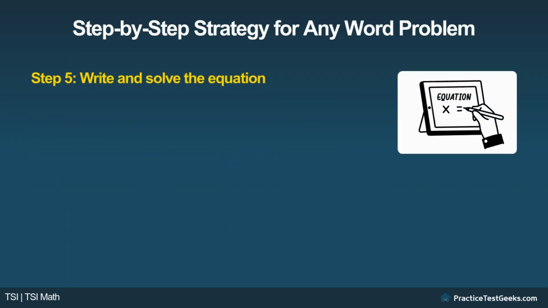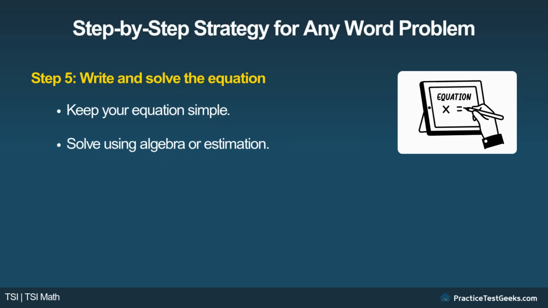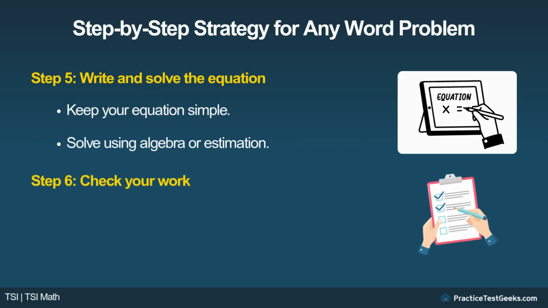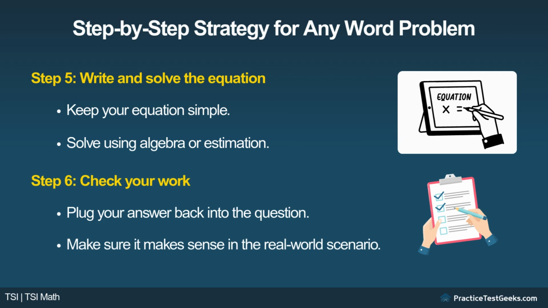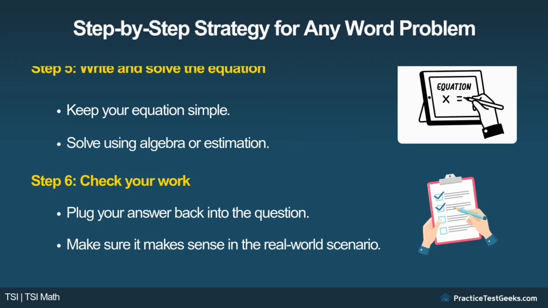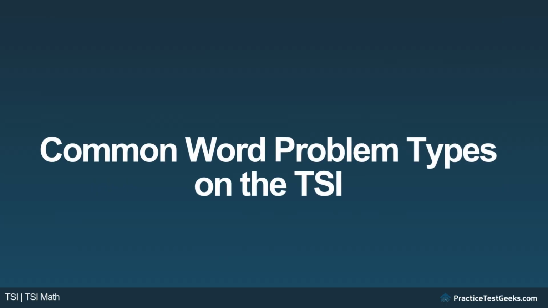Step 5. Write and solve the equation. Keep your equation simple. Solve using algebra or estimation. Step 6. Check your work. Plug your answer back into the question. Make sure it makes sense in the real-world scenario. Common word problem types on the TSI.